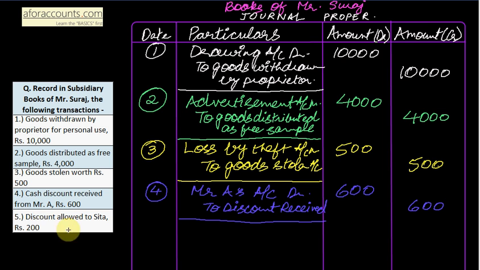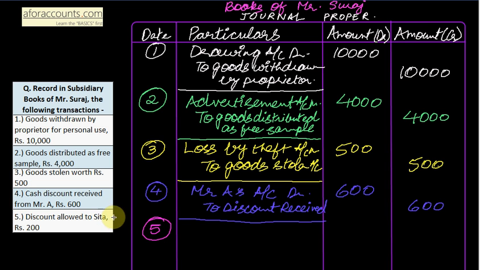Now point number 5th. Discount allowed to Sita. Discount allowed is my expense or loss. In the regular day-to-day working of business, I may allow discount to a customer. So discount allowed is my expense. All expenses need to be debited, and such a transaction cannot be put in purchase, sales, purchase return, sales return or cash book. So it is coming here in journal proper.